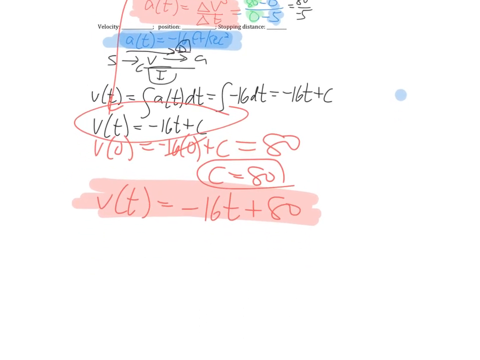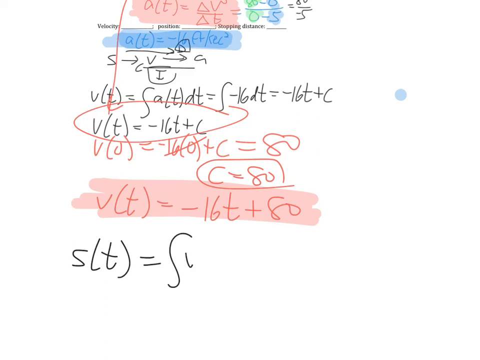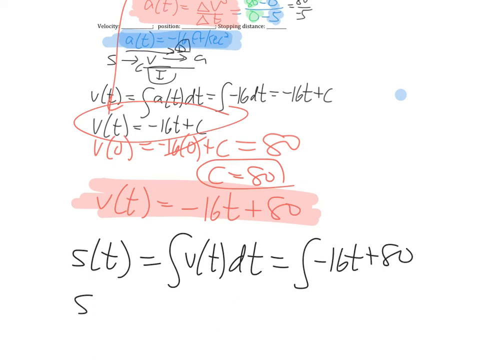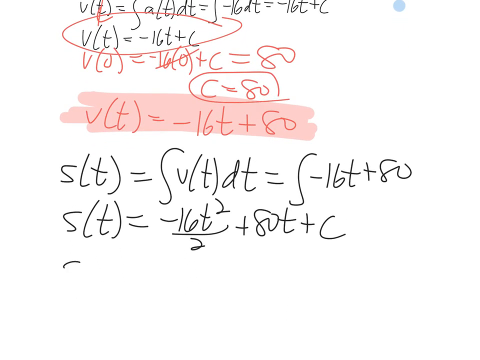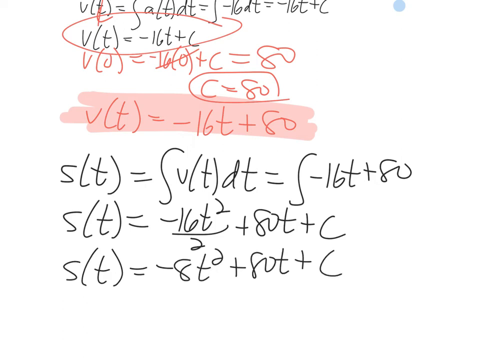We're going to now integrate again to get the position. The position function, s of t, is equal to the integral of the velocity, dt. So the integral of negative 16t plus 80, so s of t equals negative 16t squared over 2 plus 80t plus some constant. So here our position, s of t, is equal to negative 8t squared plus 80t plus c.